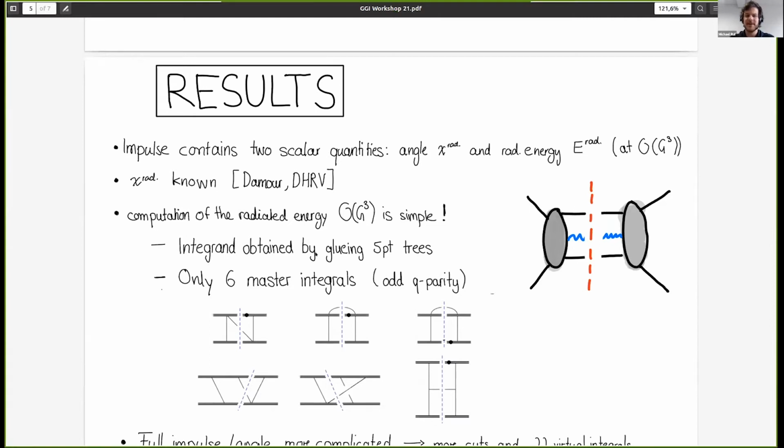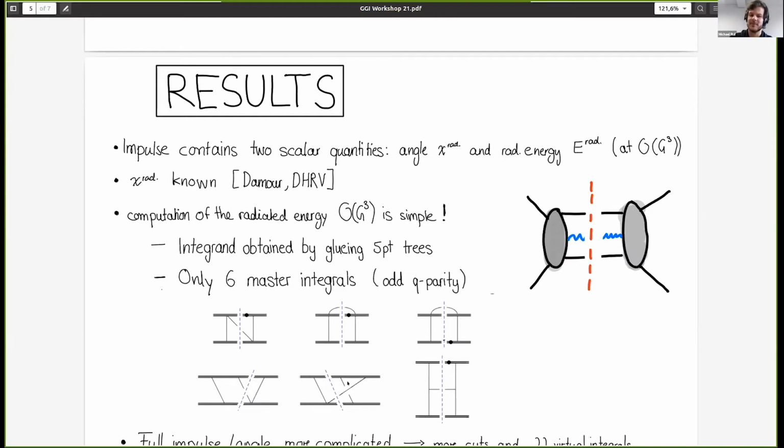And the radiated energy is actually very simple to do. The integrand you just get by gluing together two 5-point amplitudes. That's also similar to what Di Vecchia and others are doing, and what we also saw in other talks. And then you can compute this basically with the techniques I was explaining. And it's very simple in this case.